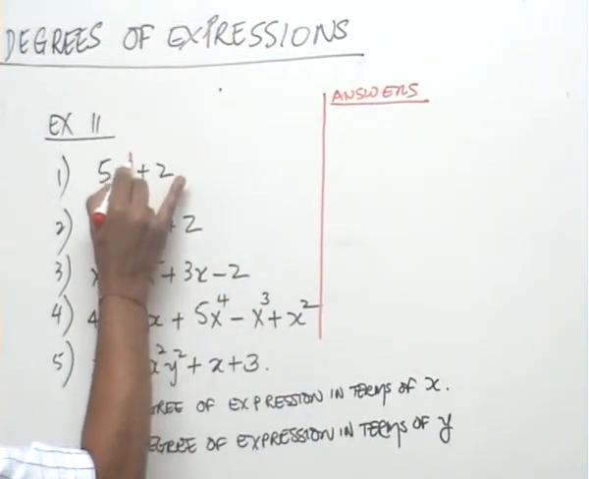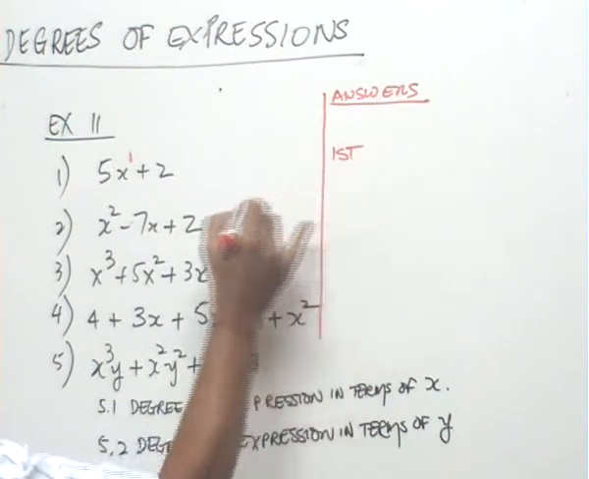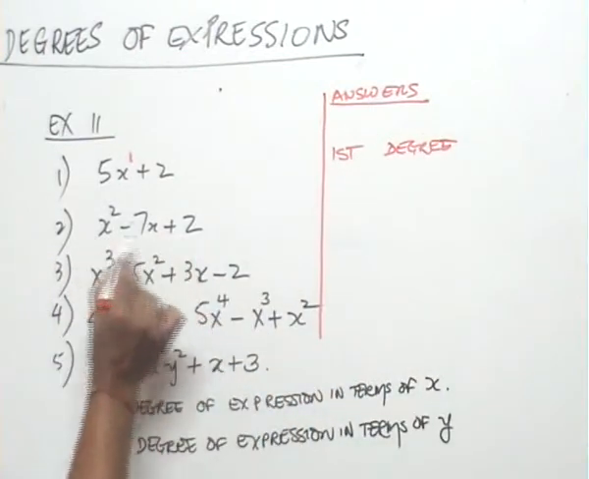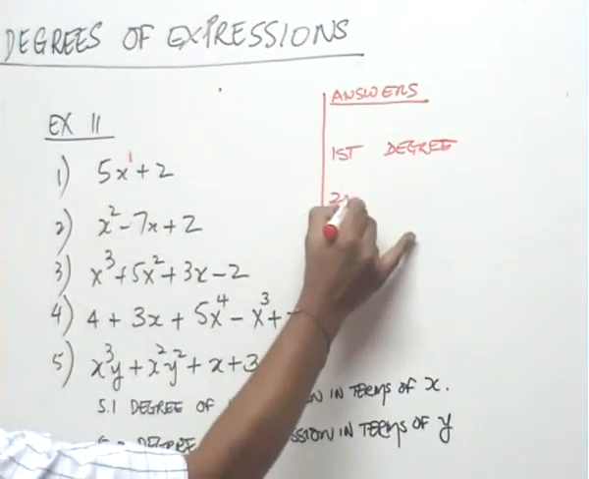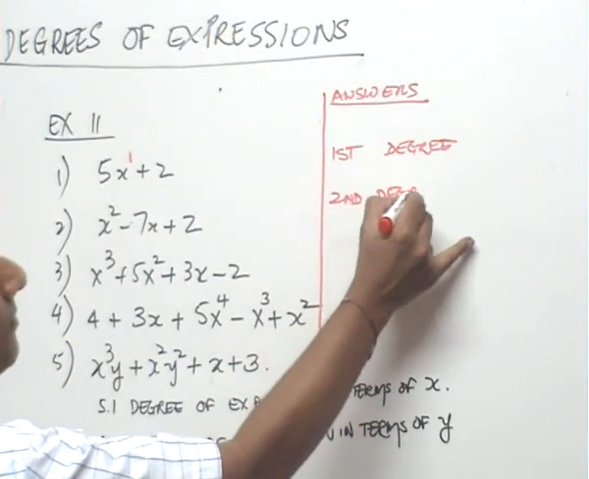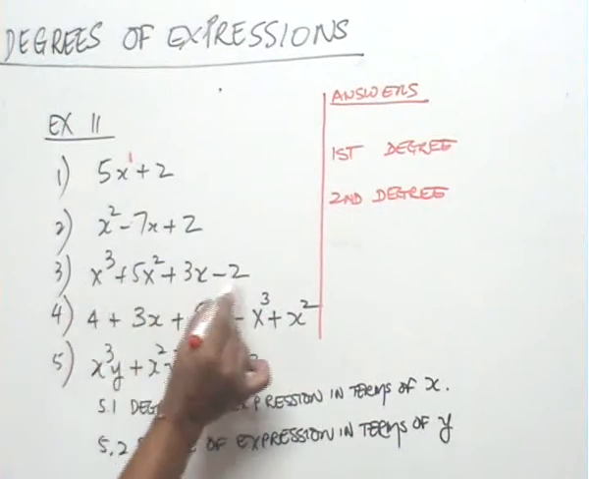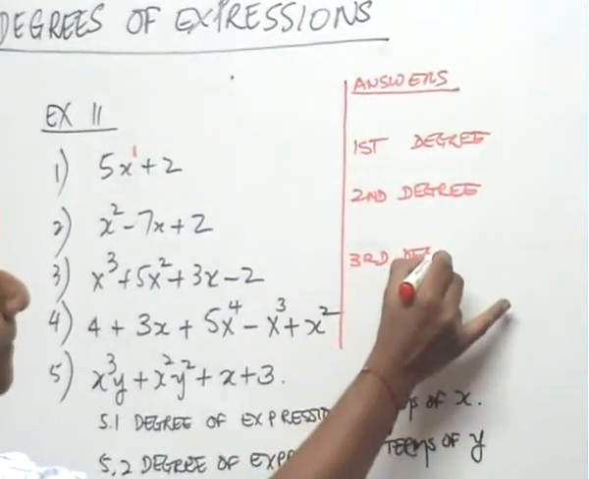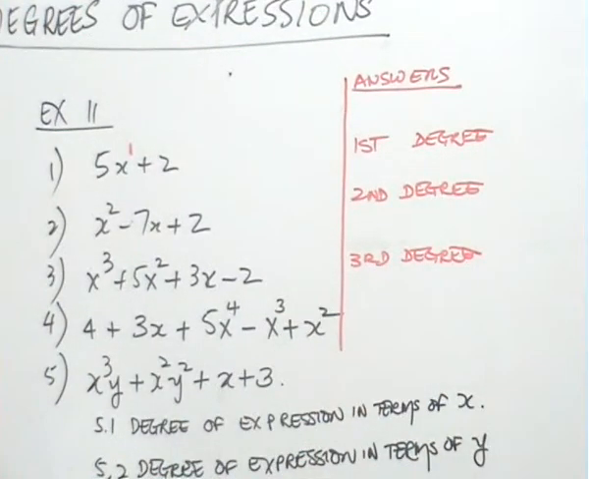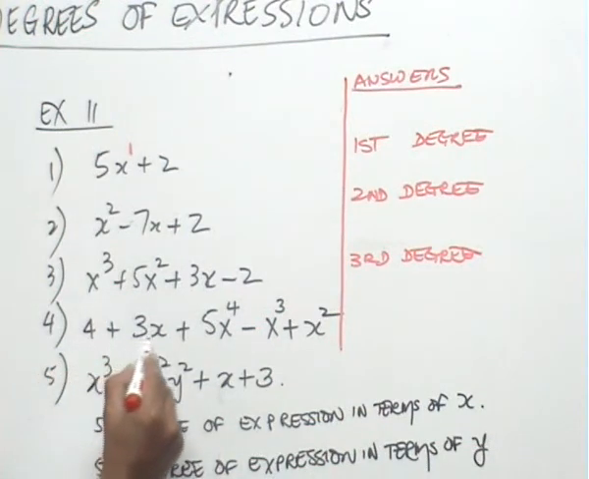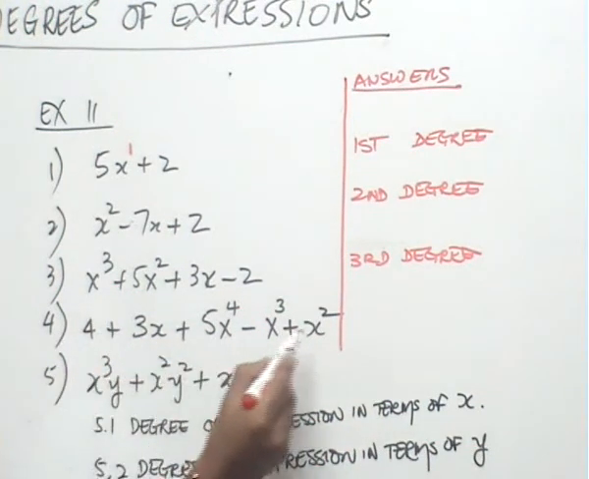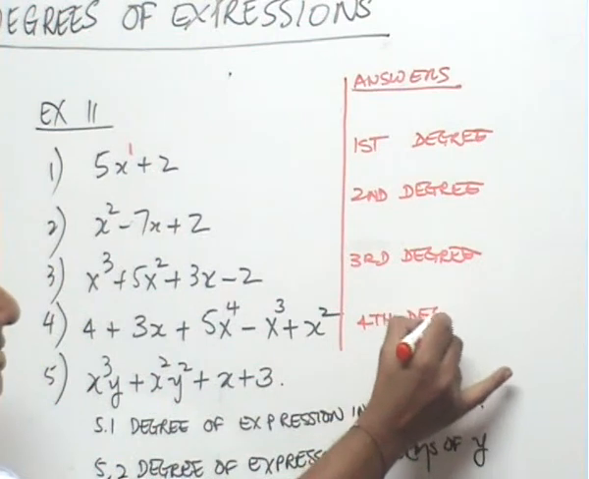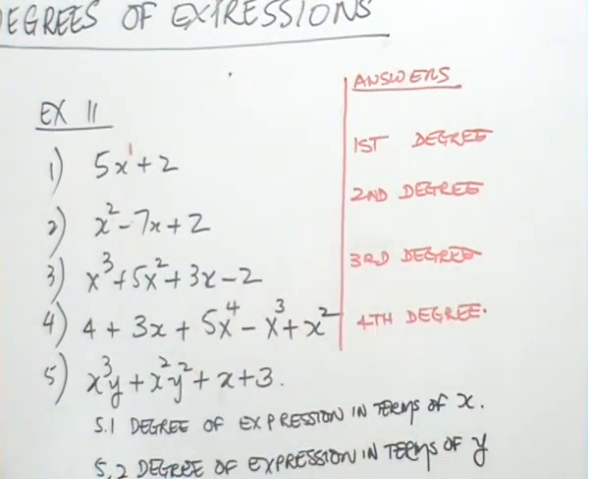The highest index of x here is 1, therefore this is first degree. The highest index of x here is 2, therefore this is second degree. The highest index of x here is 3, therefore this is third degree. Now in number 4 you got to be careful, you got to study the unknowns. It's an expression in x and the highest index is 4, therefore this is fourth degree.